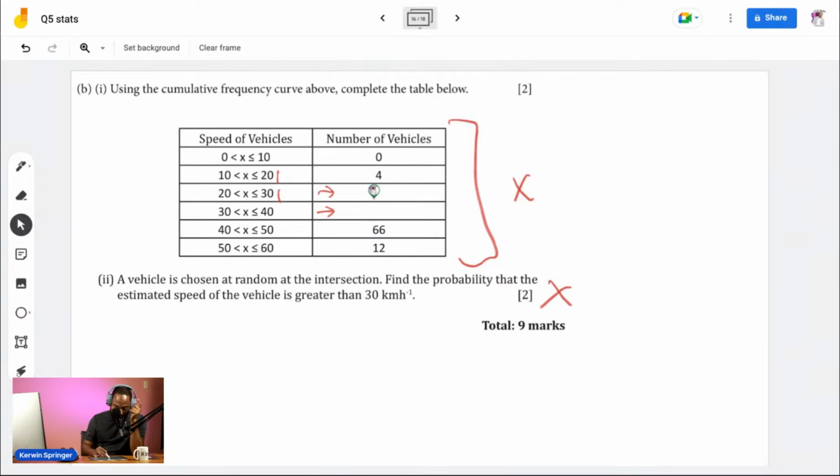That doesn't mean to put 16 here. Come on, people. You had to take away what it had before. So you had to put 12 here, because remember, you add in. So this and this makes 16. Let me show you again.